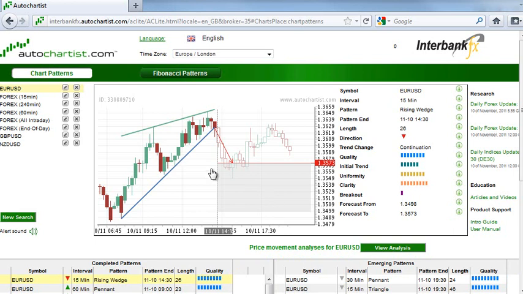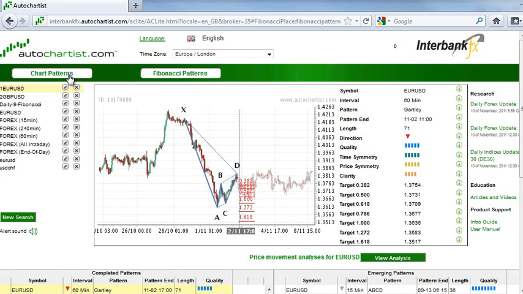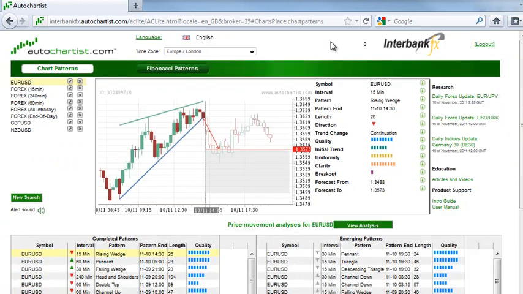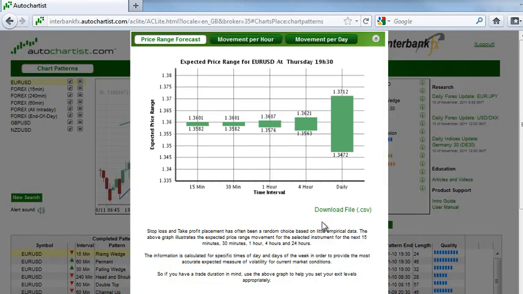For those of you that haven't looked at Auto Chartist lately, by the way, we have Fibonacci patterns, we have chart patterns, and actually there's a new feature coming very soon, which is going to be a key level, which is support and resistance. It has not been released as of now, but by the next talk we have this month, it will have been released and we can talk about it then. In the meanwhile, here's the price movement analysis, or the Power Stats.